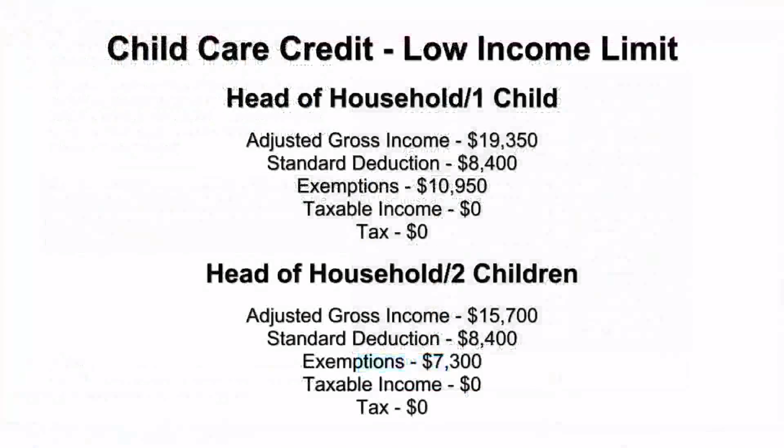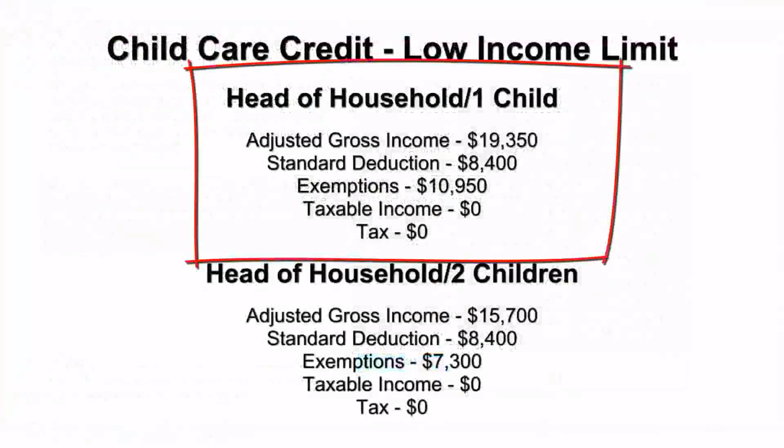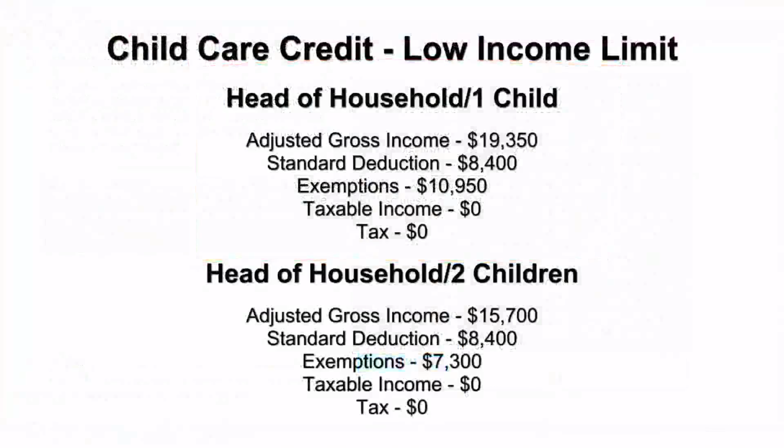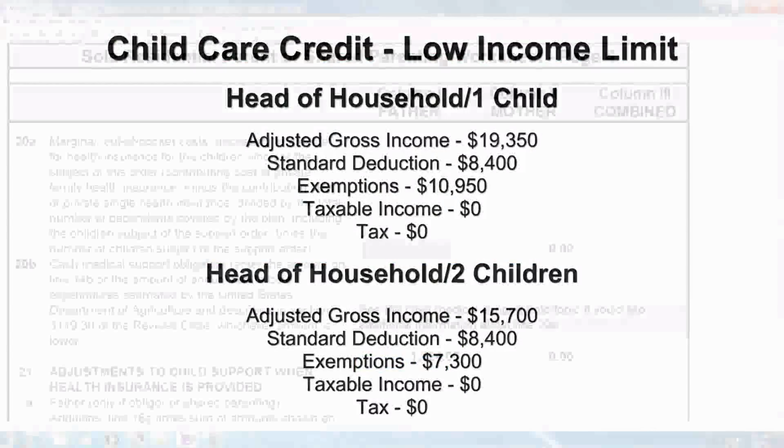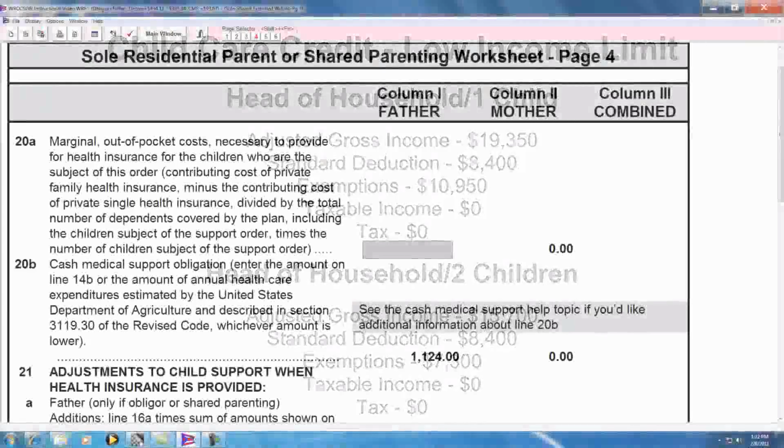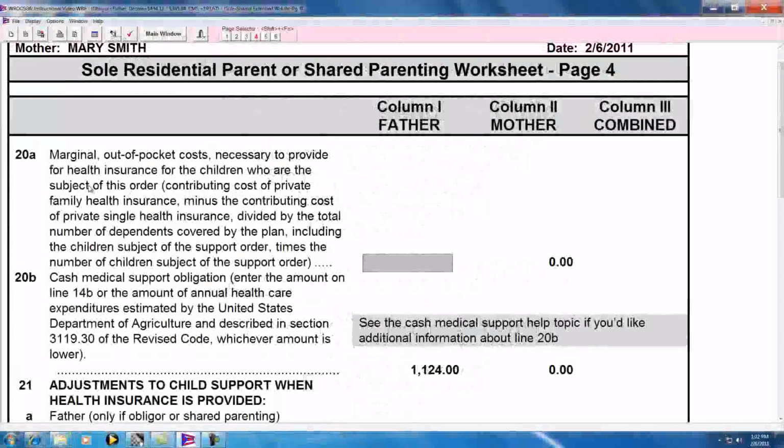The title screen that you see now shows you what we mentioned earlier about how lower incomes can limit the child care credit. You see that for a head of household with one child and $19,350 adjusted gross income, no tax is due. For two children, the floor is $15,700. Now, the last question of this section is line 20. You can think of it as the focal point of the changes that took place in the worksheets when they were redesigned in July of 2008.